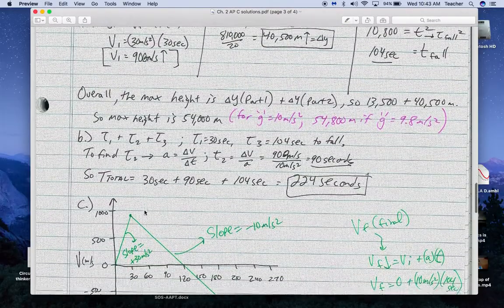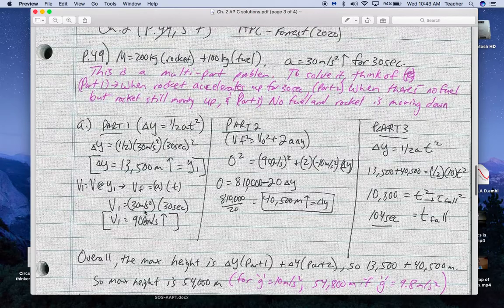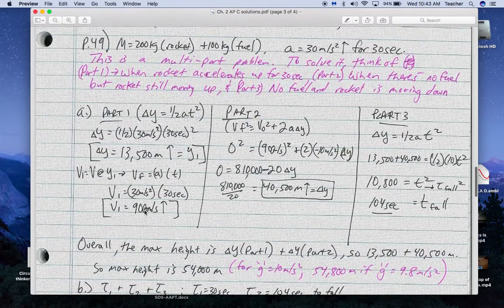Number 49 took a whole page for me. So hopefully you look at the PDF. There's probably a few ways to do this with kinematics. The mass really didn't matter here, by the way. You're accelerating a rocket 30 meters per second squared upward for 30 seconds. Then the fuel runs out, but you're still going to coast upwards. And then you're going to reach a peak and then fall downwards.